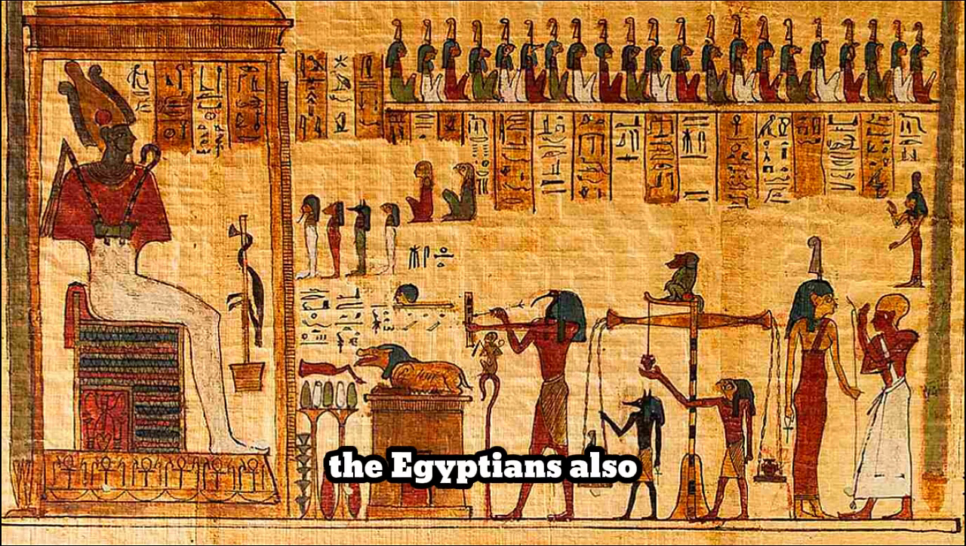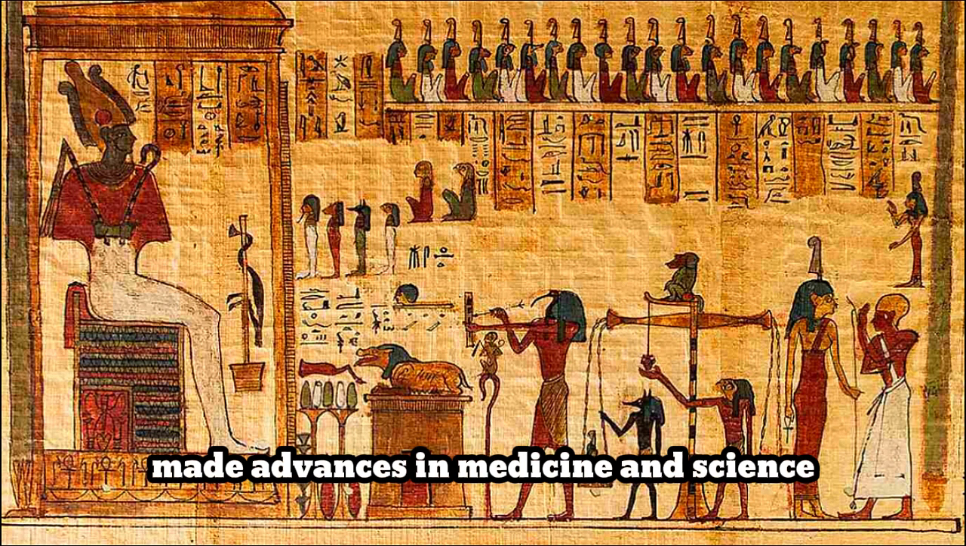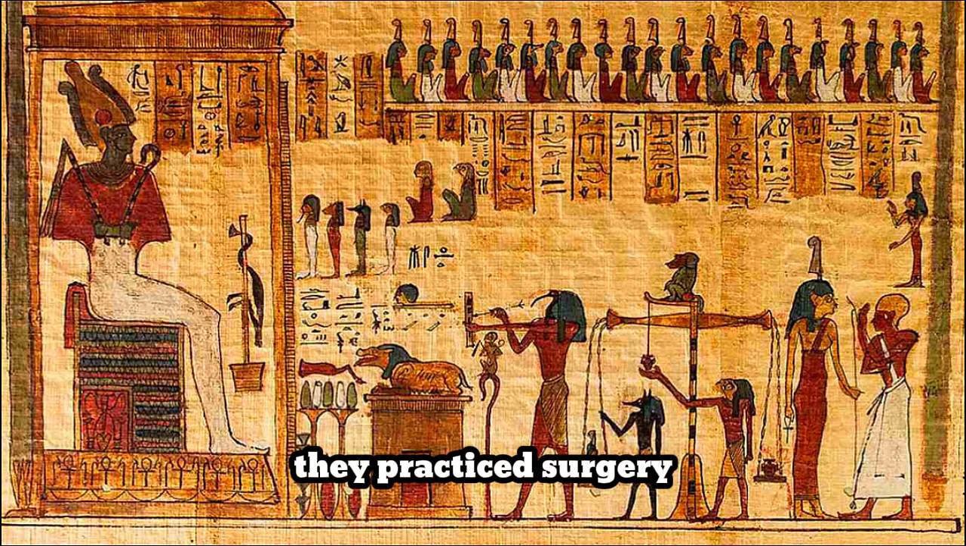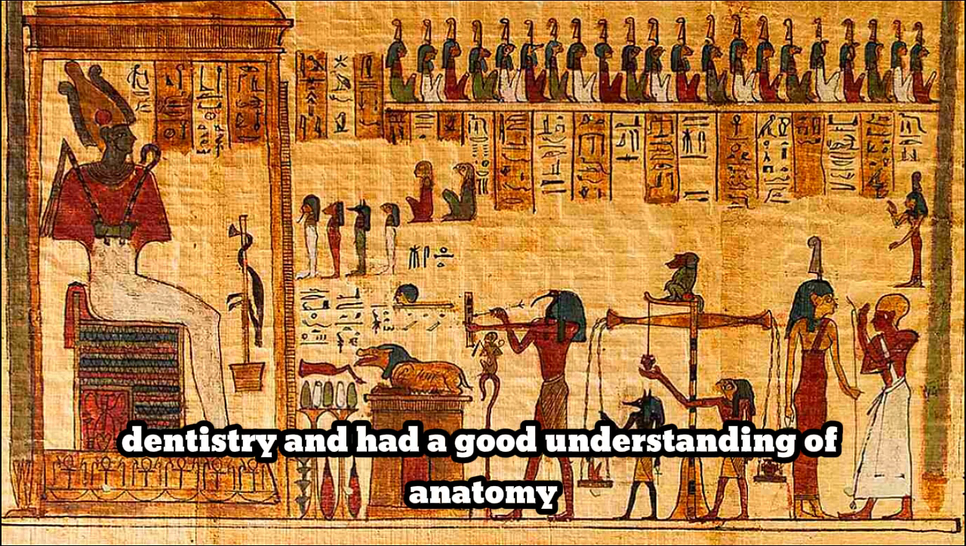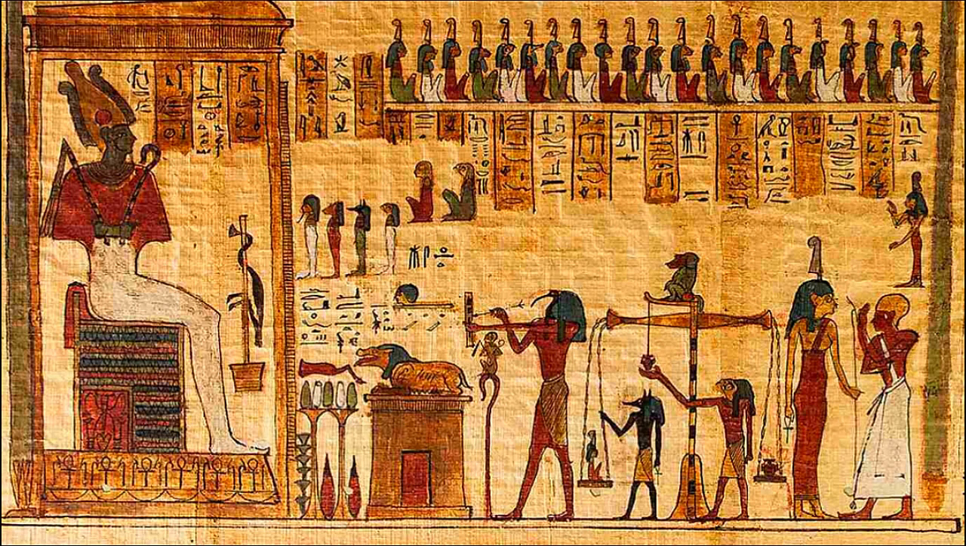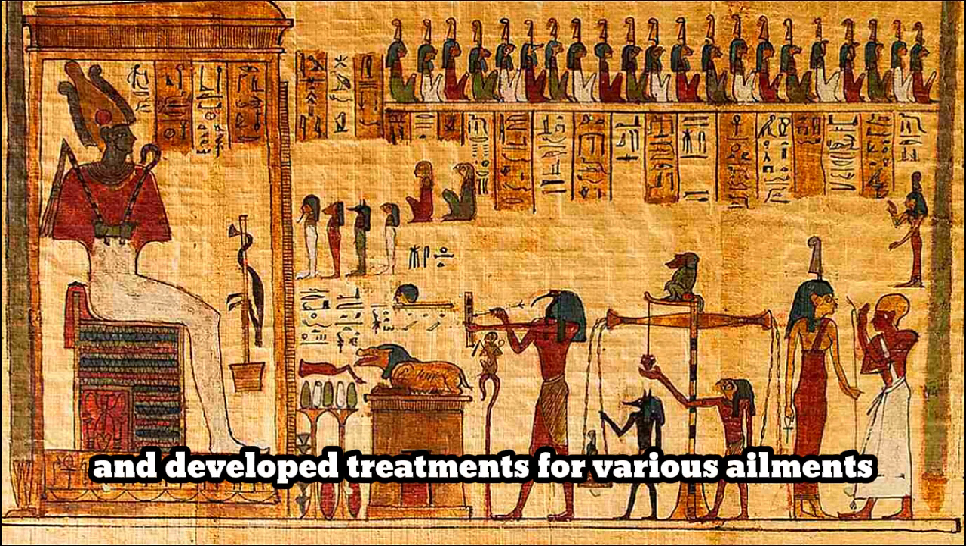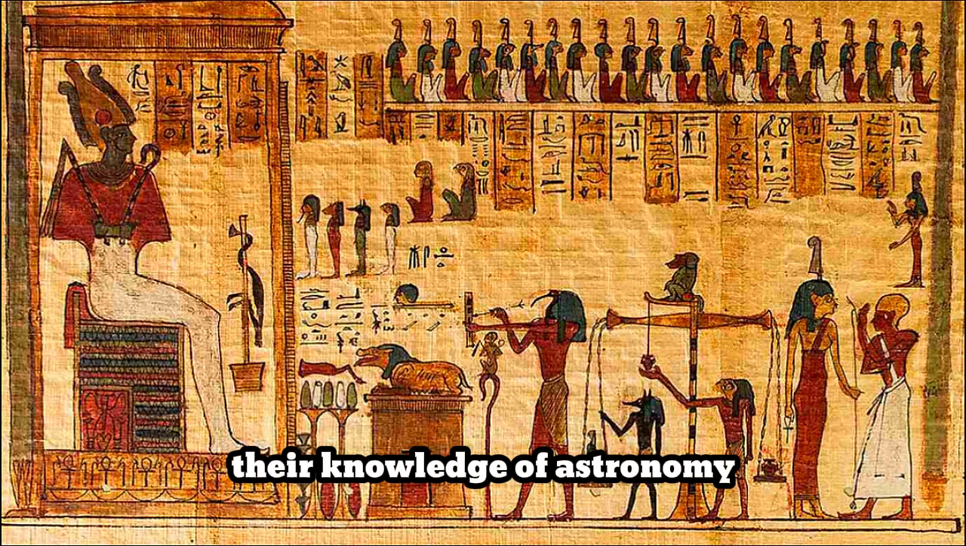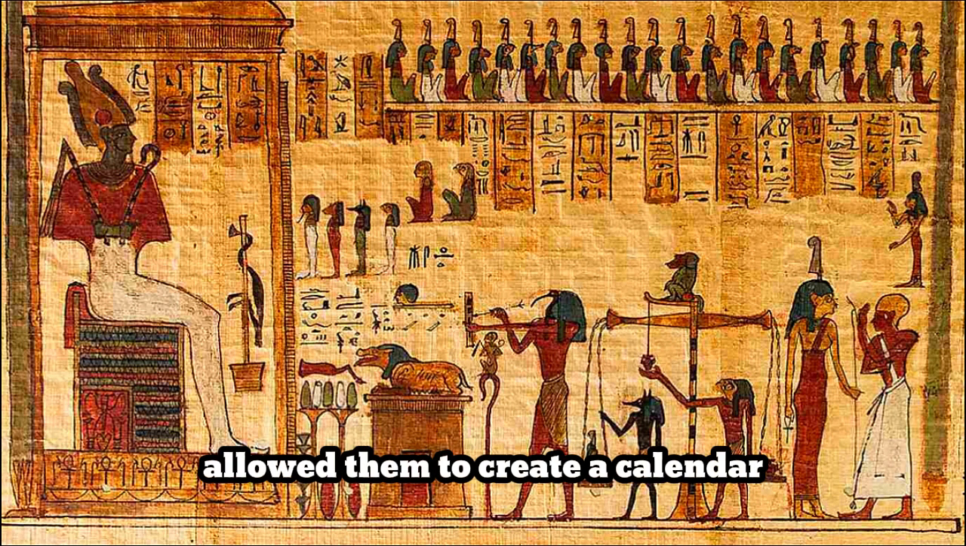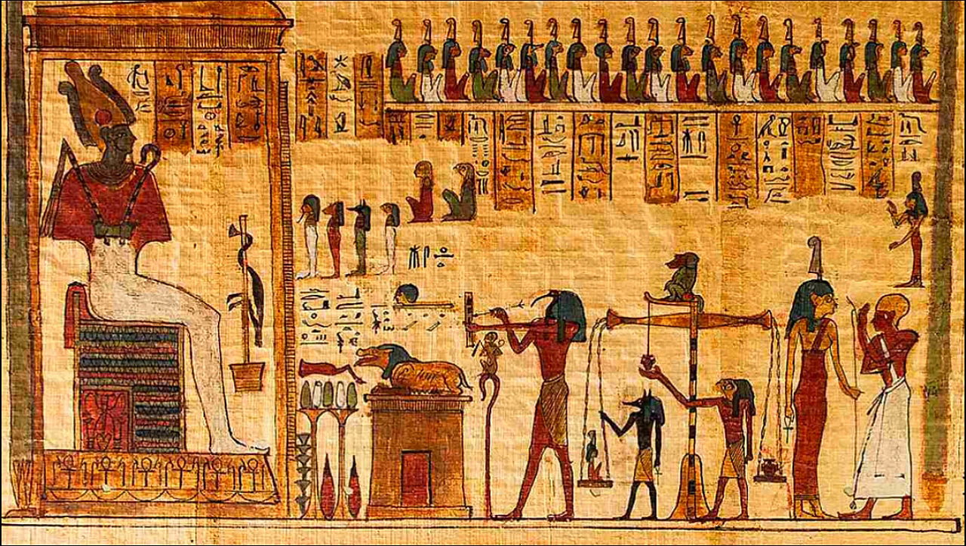The Egyptians also made advances in medicine and science. They practiced surgery, dentistry, and had a good understanding of anatomy. They used natural remedies and developed treatments for various ailments. Their knowledge of astronomy allowed them to create a calendar that was very accurate for its time.